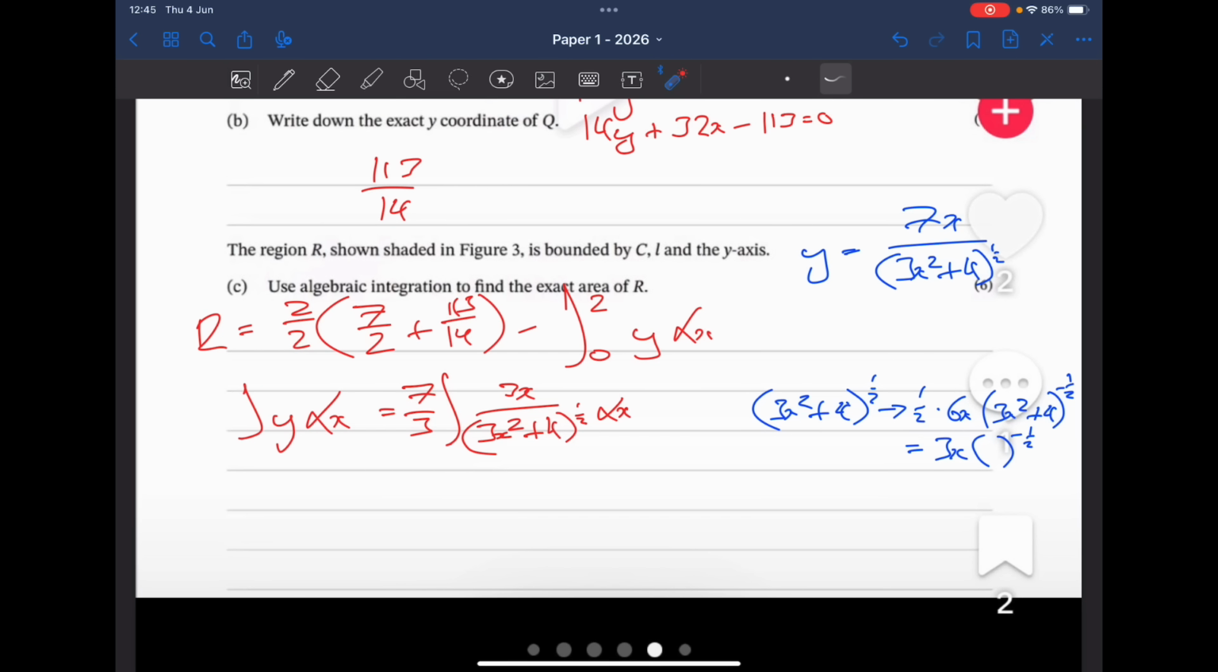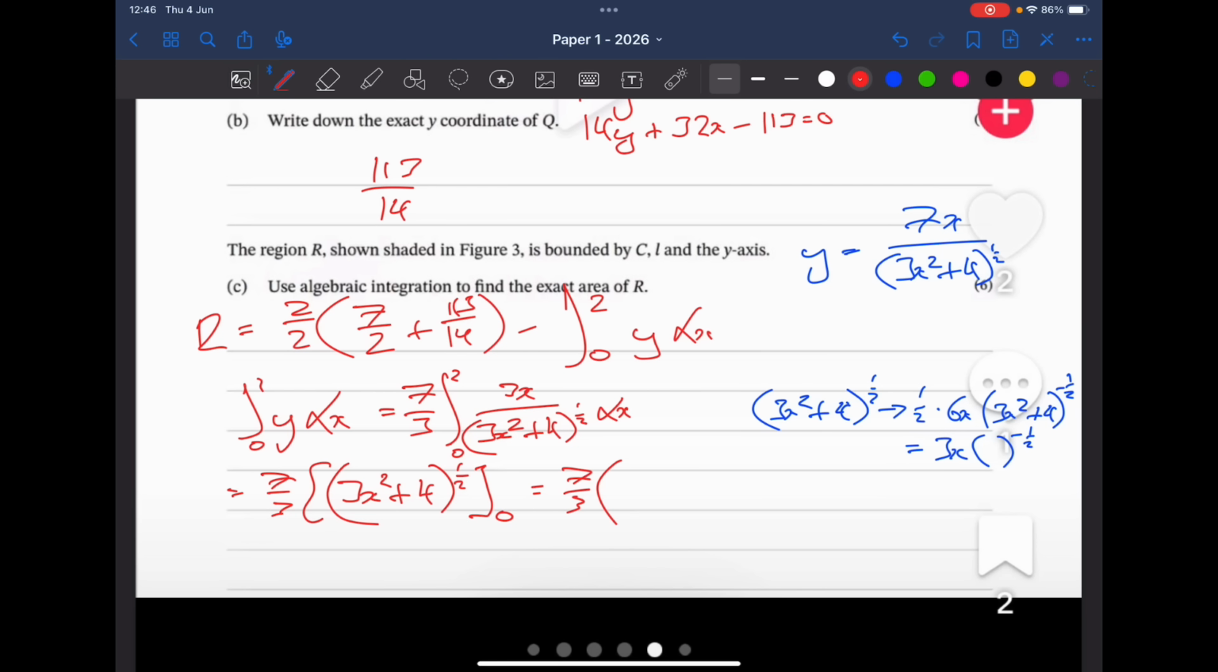From here, we need to plug in those limits of 2 and 0. We can perform the integral. We're going to have 7 over 3, and then we put those limits on the bracket to the power of a quarter? Sorry, to the power of a half, not a quarter. When we plug in those numbers, 7 on 3, plugging in a 2. See how easy it is to make those little errors? They're always going to happen. You've just got to be very careful of them.